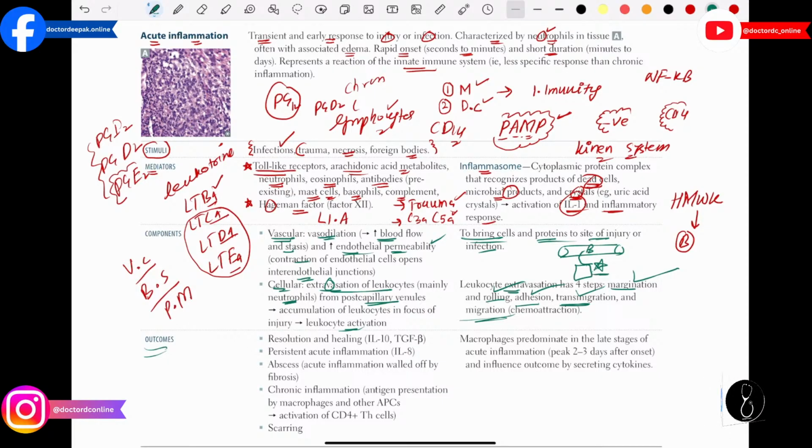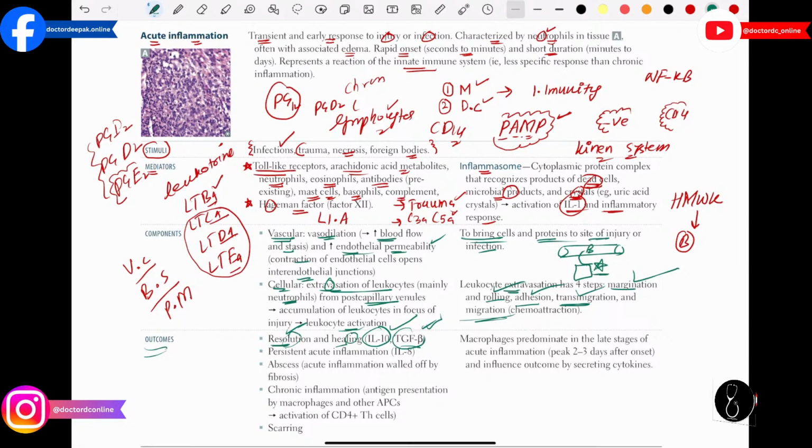So first of all, the outcome of inflammation is resolution and healing, and that is going to occur with the help of interleukin 10 and transforming growth factor beta. So they will ask from you in exam, what are the mediators that are going to resolve and heal the inflammation. Interleukin 10 is basically anti-inflammatory. Then transforming growth factor beta is also anti-inflammatory because it is going to inhibit the inflammation. So that's why they mention here it helps in resolution and healing.